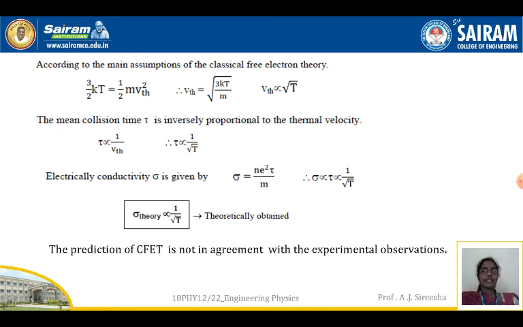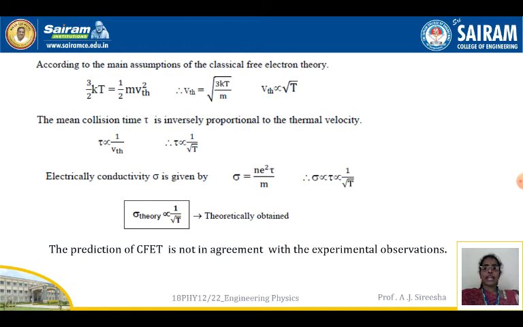According to the main assumptions of CFET, 3 by 2 kT is equal to half m Vth square. Vth is thermal velocity, k is the Boltzmann constant. We have taken the assumption that free electrons obey the kinetic theory of gas equation. From this equation, rearranging the terms, Vth is equal to root of 3 kT by m. From this equation, we can say that Vth is directly proportional to root T, where T is the temperature, because both are in the numerators.